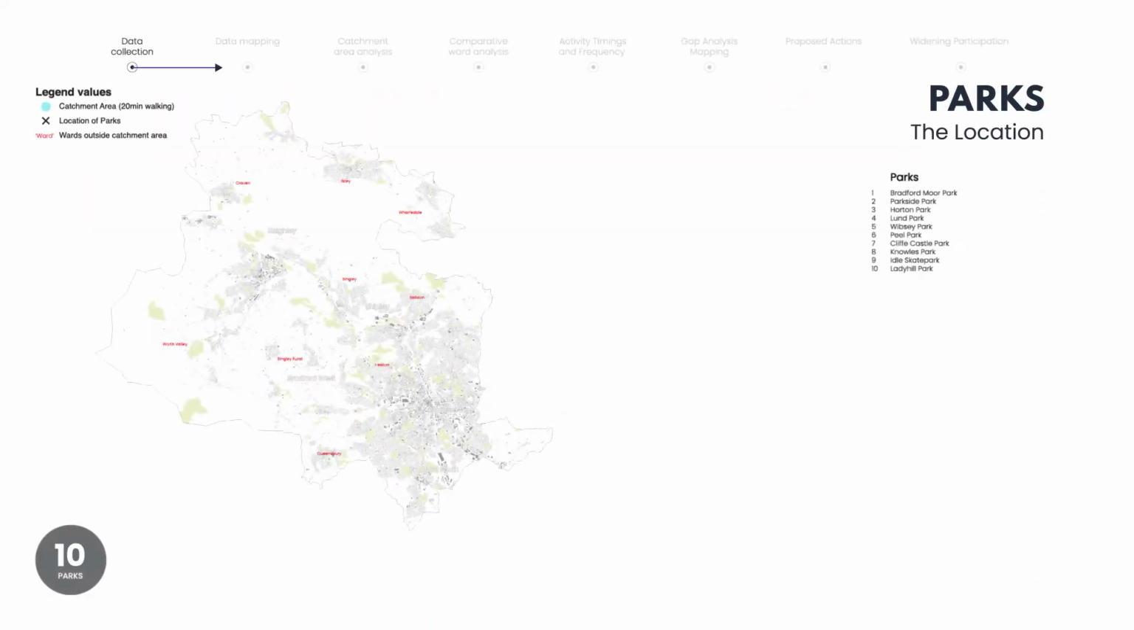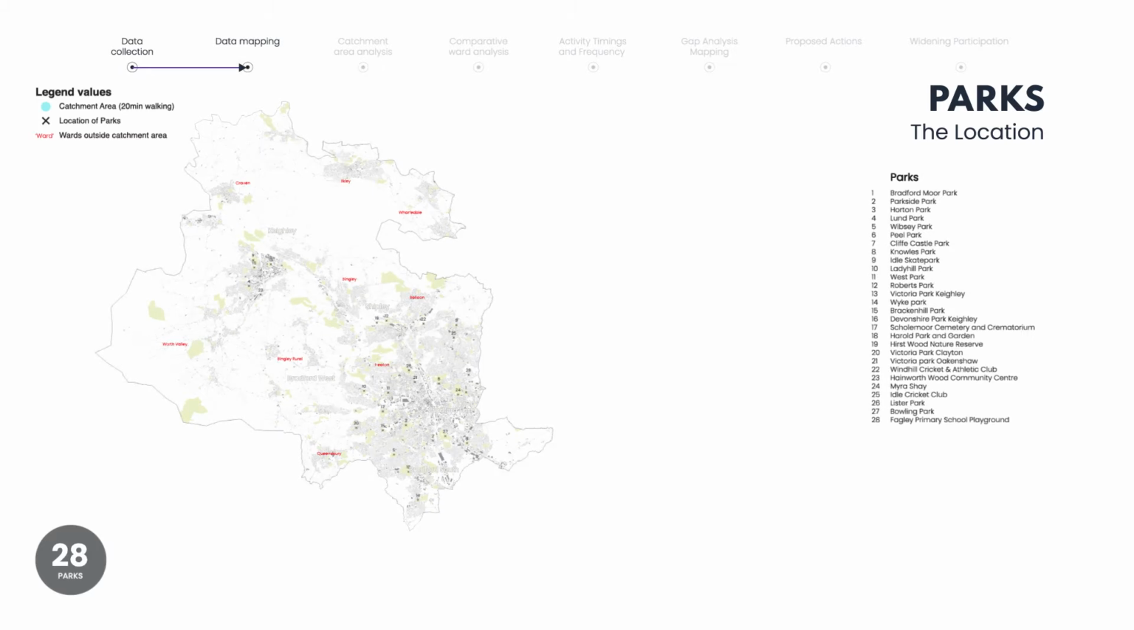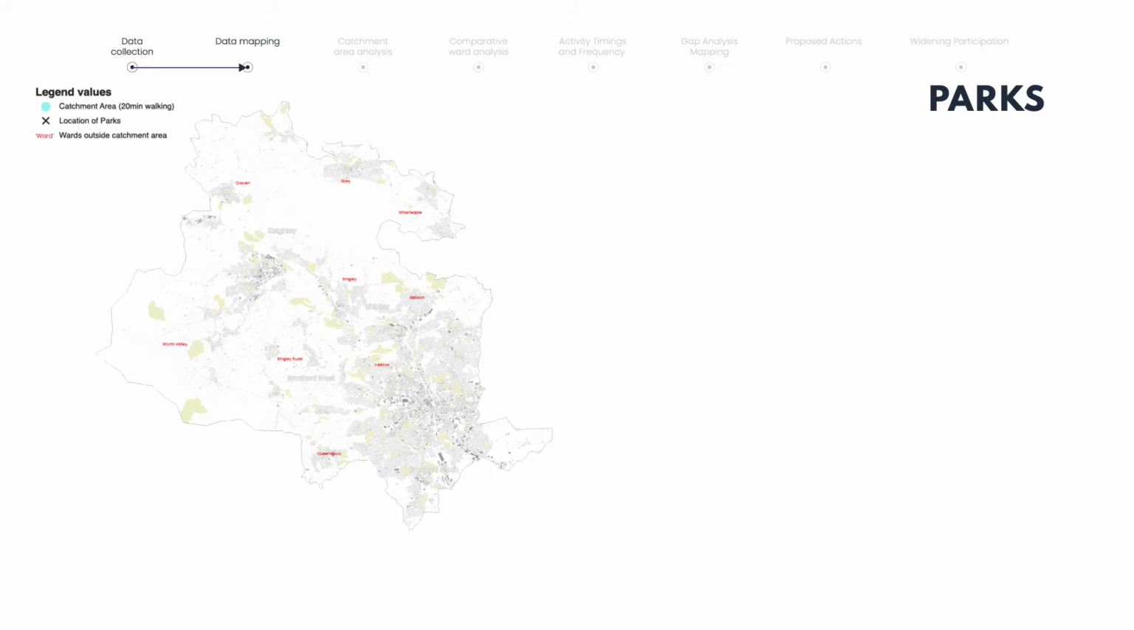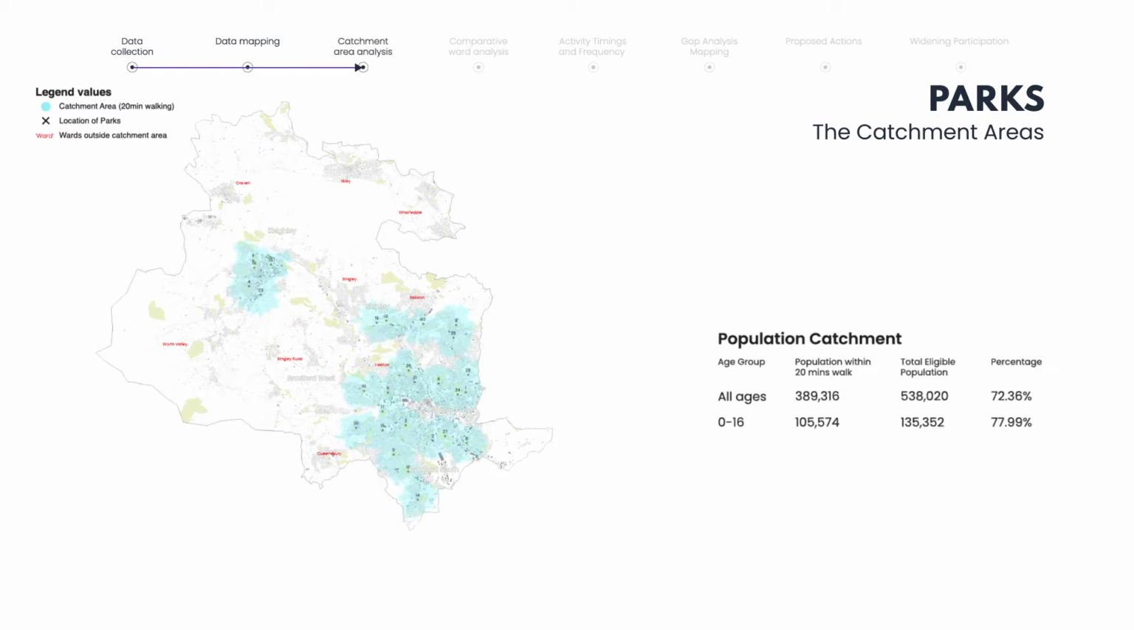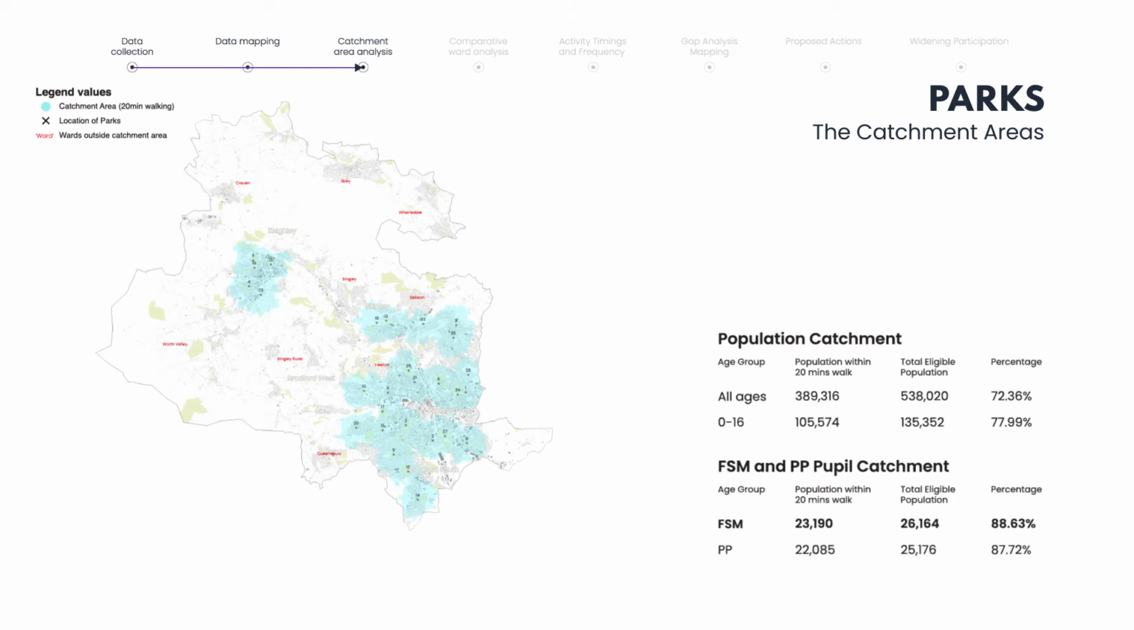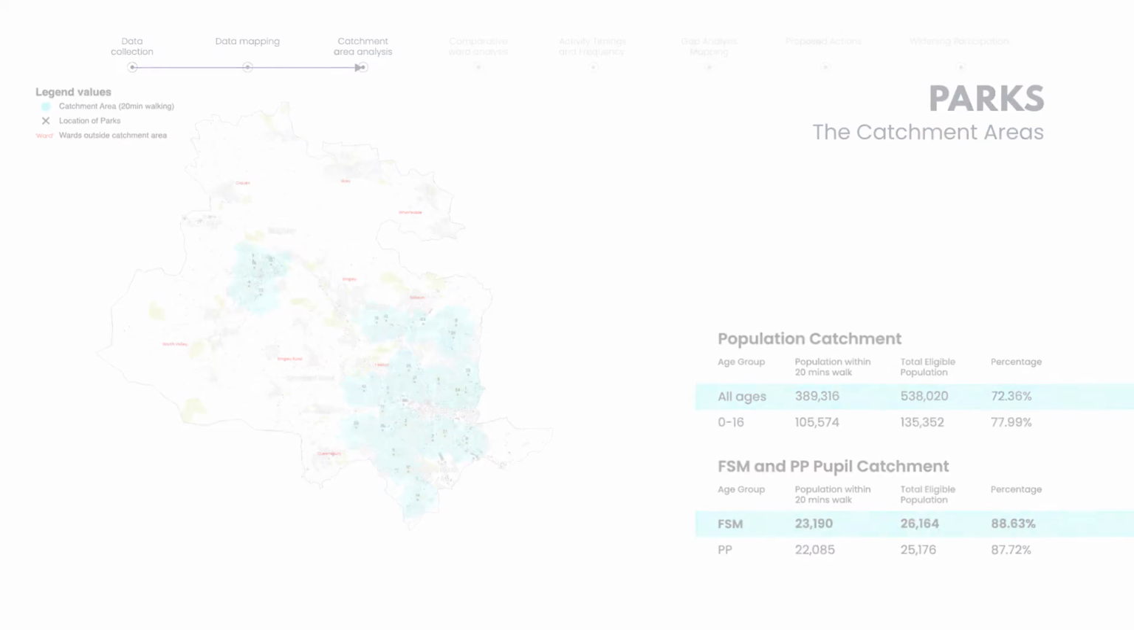42 HAF sessions took place in 28 parks across the city during every day of the 6 weeks of holidays. When we mapped these, we could add a 20-minute catchment walking area around every park. And that showed us how many people were within those catchment areas. We see 72% of all Bradford population and 88% of free school meal pupils were within 20 minutes of a park where an activity took place.